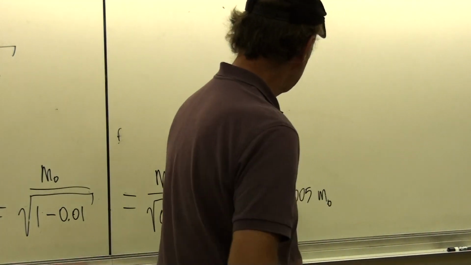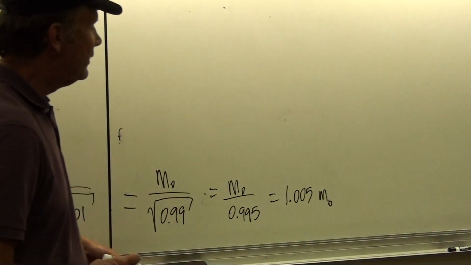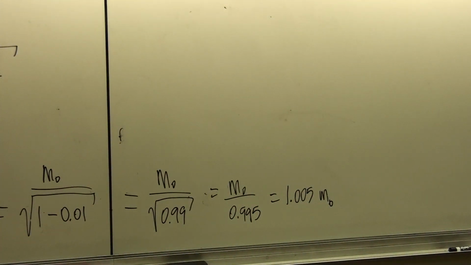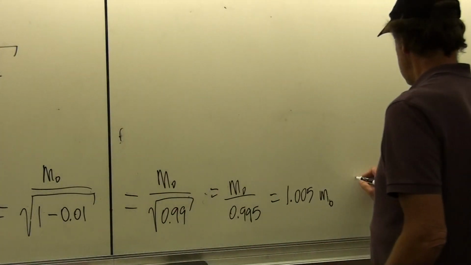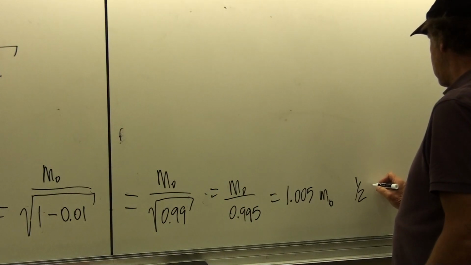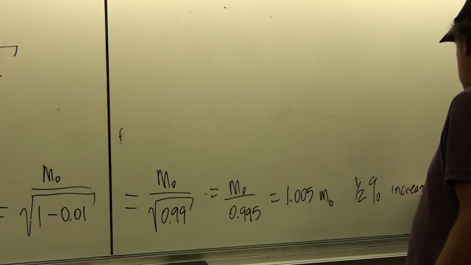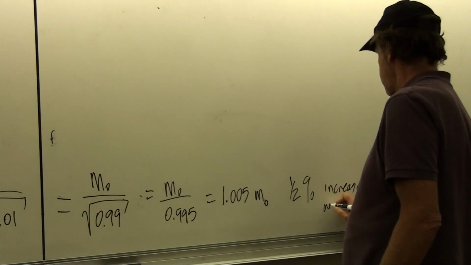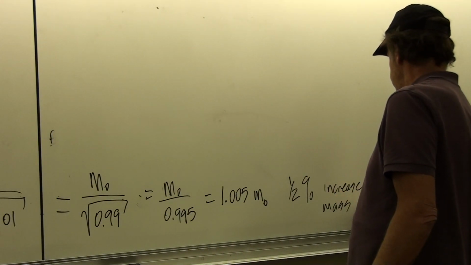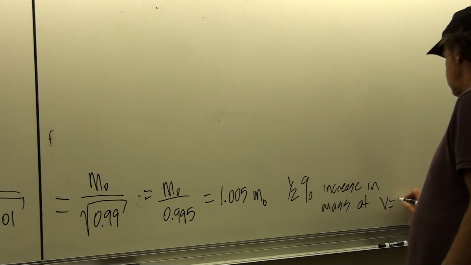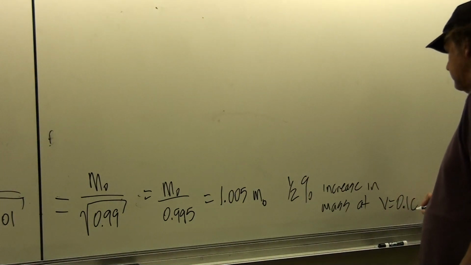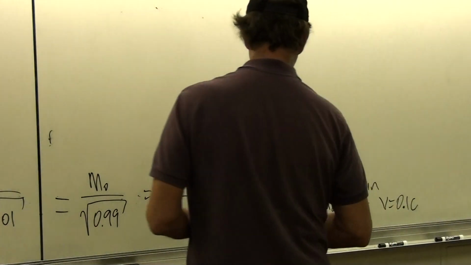Okay, so if this were 1.01 m naught, that would be a 1% increase. And so what we're seeing here then is a 0.5% increase in mass at v equals 0.1 c. Okay, so that's not very much.